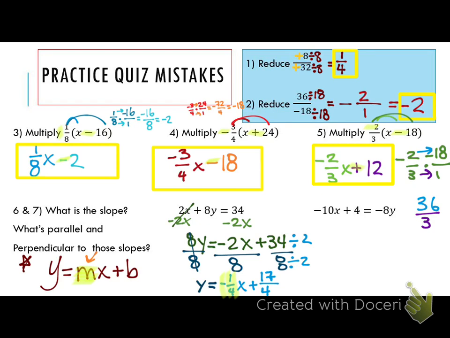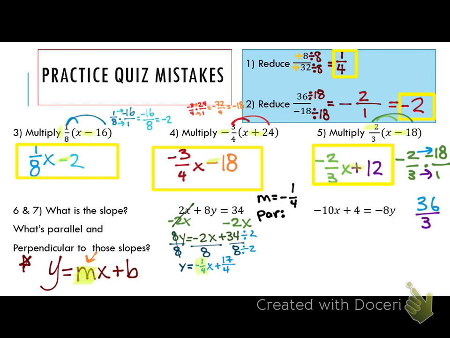In fact, I'm going to write it that way. This was one of the questions on the quiz. Not the exact numbers, but it was like this. And then what will be parallel to negative 1 over 4? Negative 1 over 4. And then what is perpendicular to negative 1 over 4? 4 over 1.